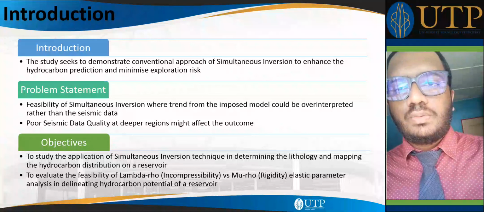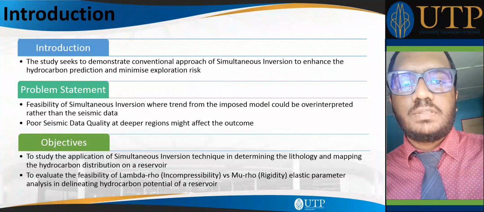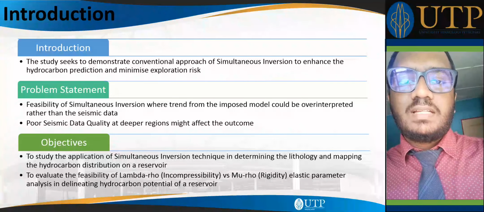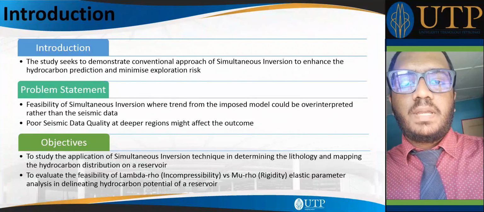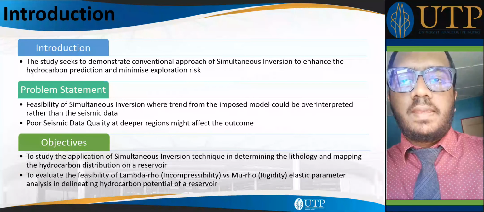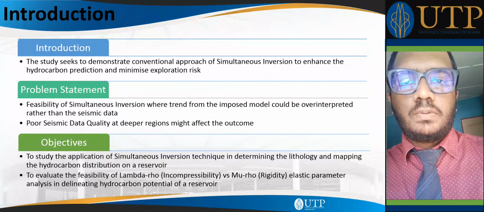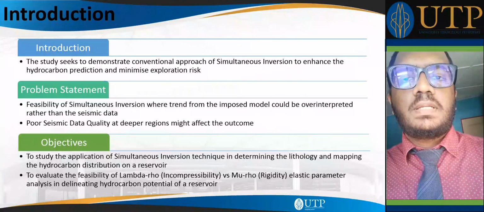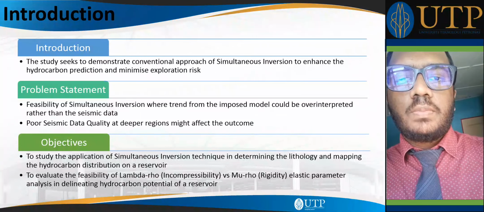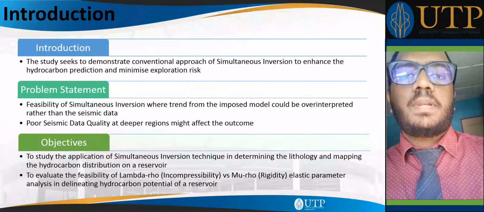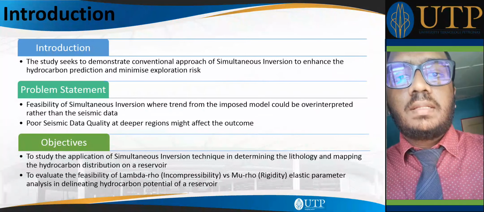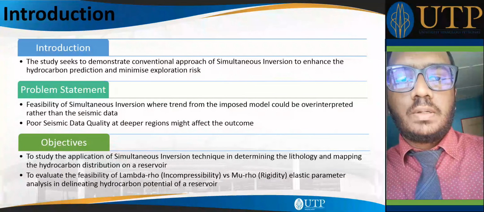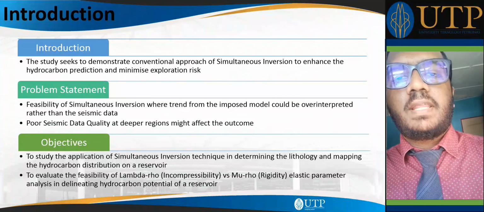This study seeks to demonstrate the conventional approach of simultaneous inversion to enhance hydrocarbon prediction and minimize exploration risk. This study has two problem statements. The first one is the feasibility of simultaneous inversion, where the trend from the imposed model could be overinterpreted rather than the seismic data, and the second one is that poor seismic data quality at deeper regions might affect the outcome.